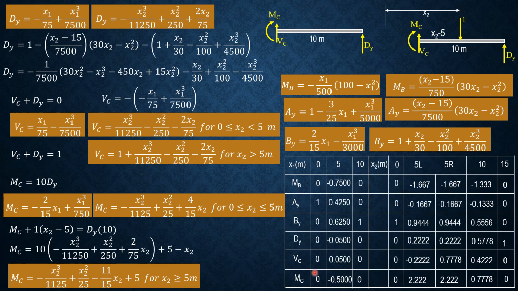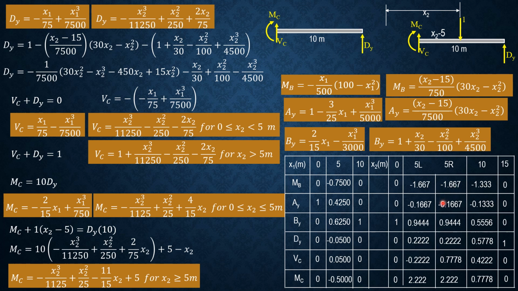And these are the ordinates. So I will just explain some ordinates here. For example, MB when x1 is 5. So this is the formula for MB. You just substitute x1 is 5 here, you will get negative 0.75. Another thing, MB for example at 5 just to the right or just to the left, it's the same. So that is x2 is 5, substitute here, you will get MB is negative 1.67.